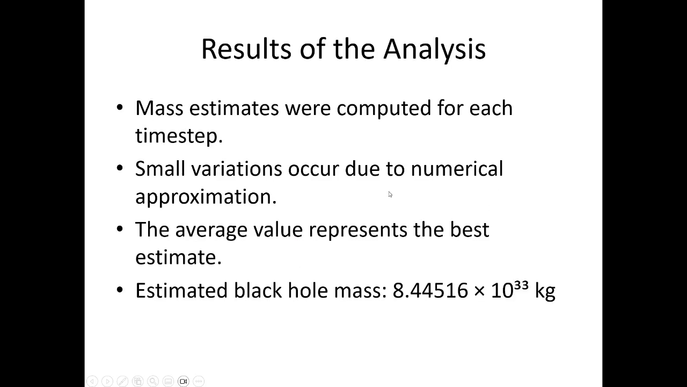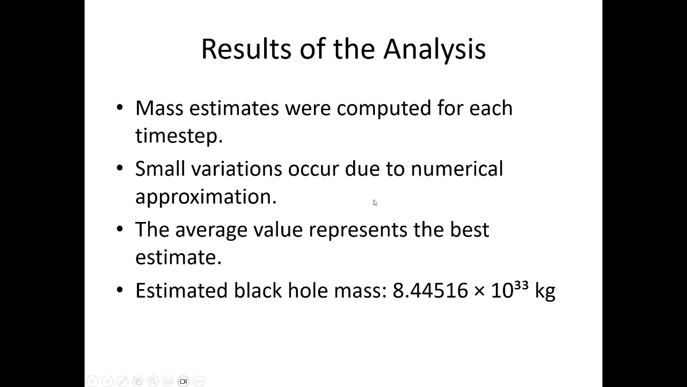So the simulation calculates a mass estimate for the black hole at each time step along the star's orbit. Because the calculations involve numerical approximations, these values vary slightly from one step to the next. To obtain a single result, the program calculates the average of all the mass estimates. The average black hole mass calculated in this simulation is approximately 8.4451 times 10 to the 33rd kilograms.